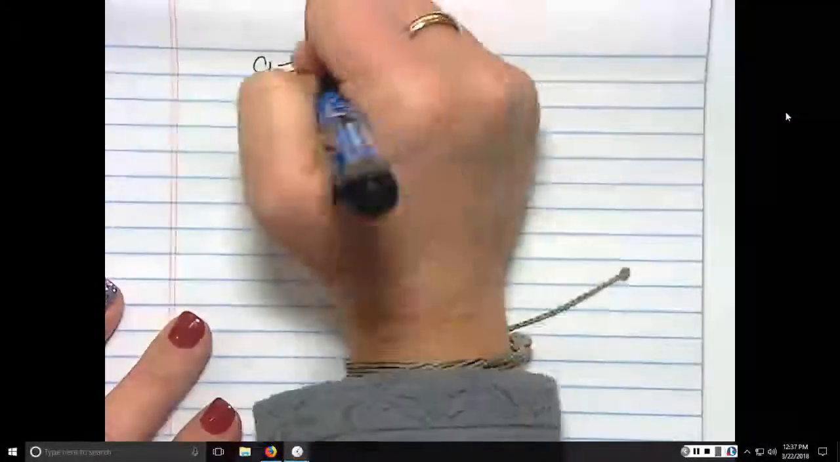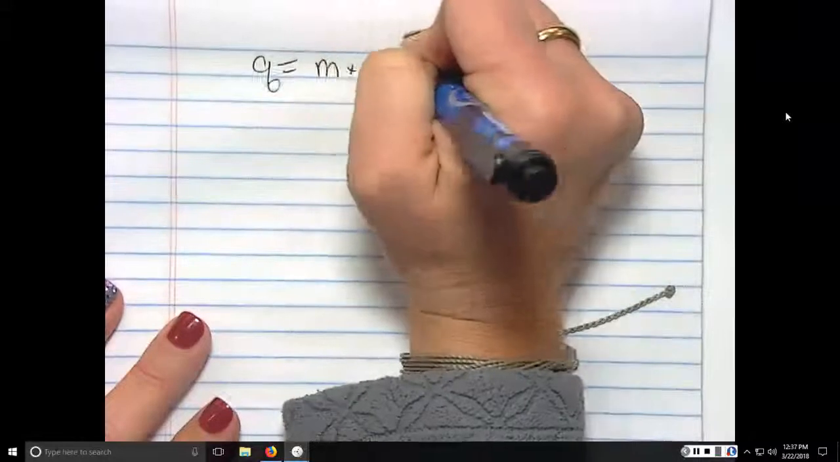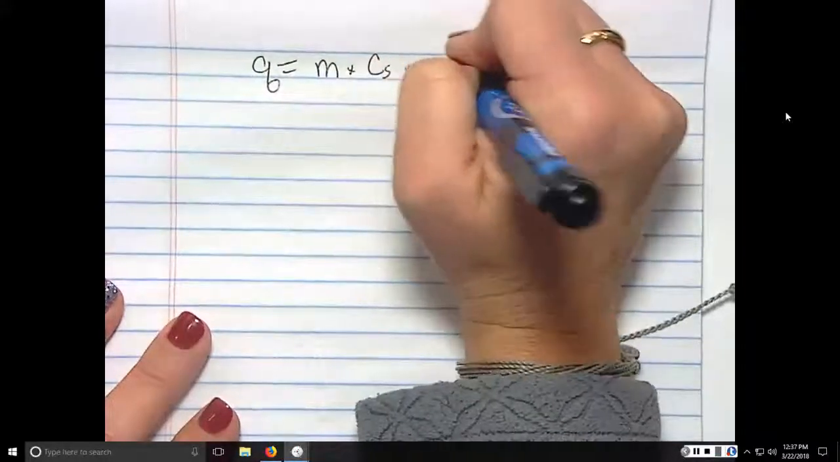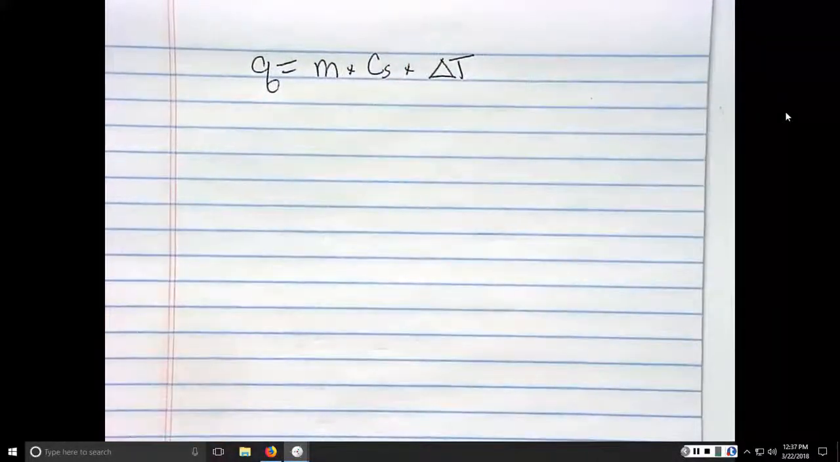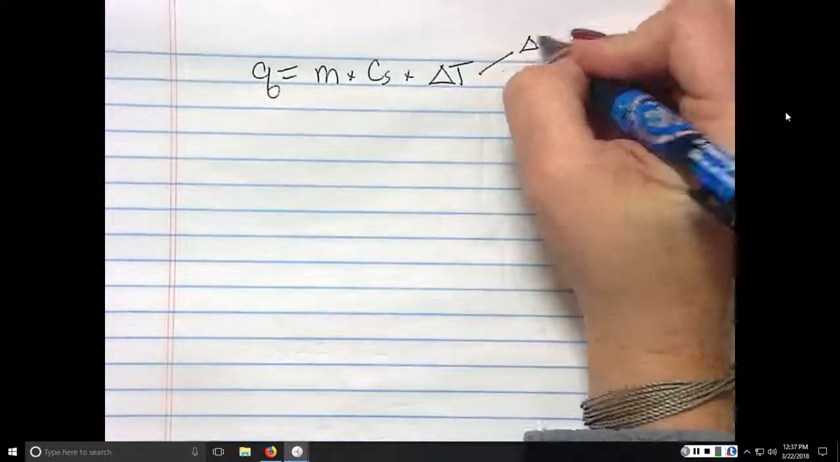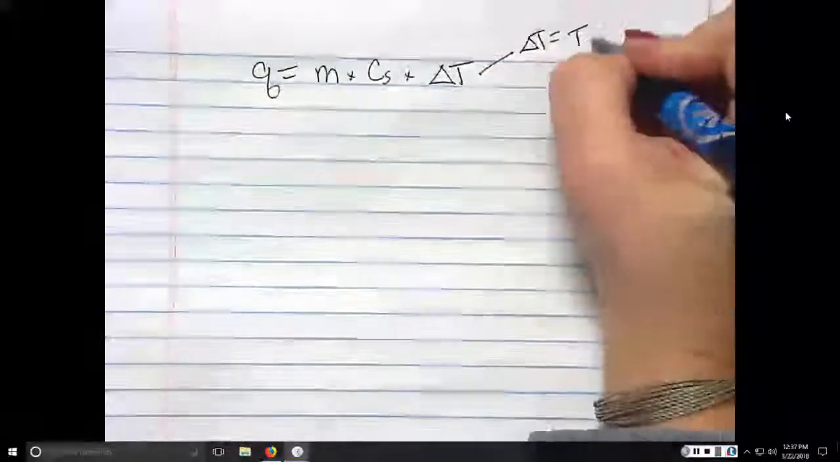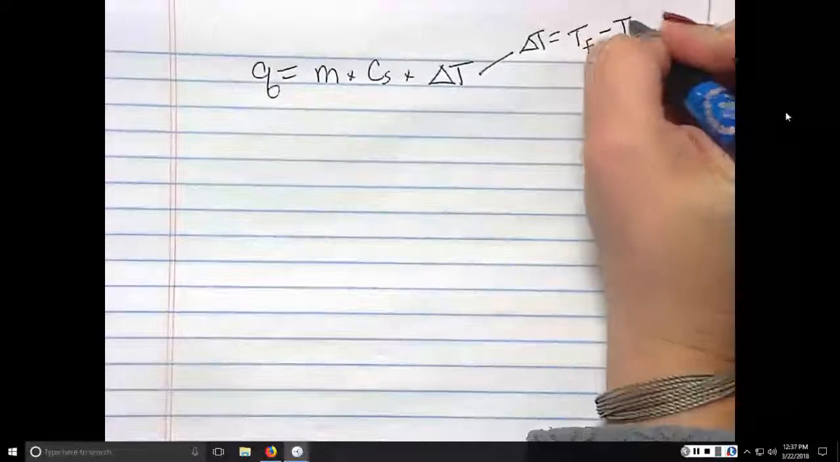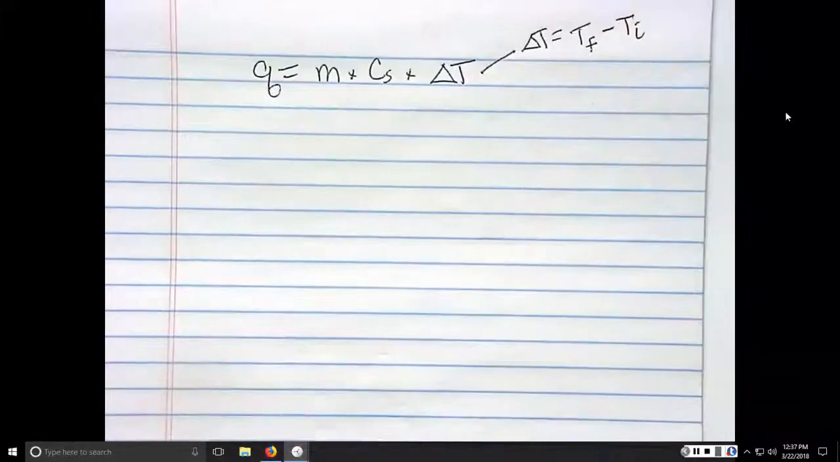Now we're going to focus on that. This is specific heat. And delta T is T final minus T initial.